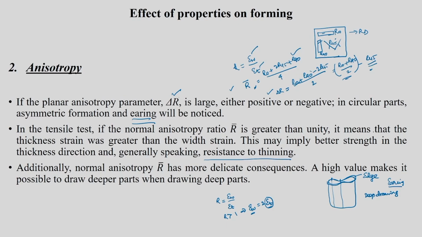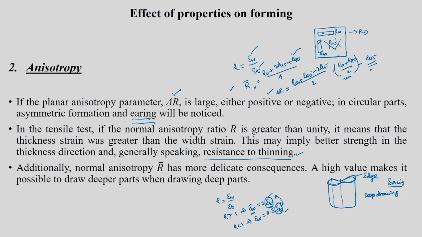So greater than unity means that the thickness strain was smaller than the width strain. This may imply that it has got better strength in the thickness direction, which also means it has got good resistance to thinning. Suppose you take R less than 1, which also means that epsilon W is equal to, let us say, 0.5 epsilon T. It is just opposite to that. You will see that the thickness strain is going to be larger as compared to width strain, so this material is going to have less resistance to thinning as compared to the earlier one. It is not so easy to make the material thin down when it has got good strength. The opposing effect is there in the thickness direction.